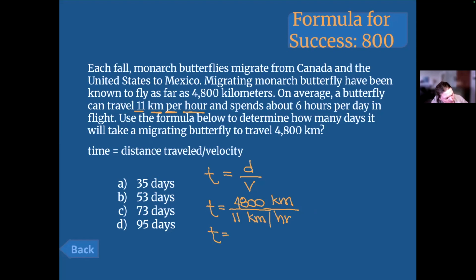That's 436.3636364. Okay, I'll just put ... Now, I had kilometers on the top and kilometers on the bottom, which means kilometers are going to cancel. And this 436 is the number of hours. I'm currently in hours. So even though I'm right, I'm not done yet because they didn't ask me how many hours it's going to take, right? We were supposed to find out what? The days. The number of days it's going to take this migrating butterfly to travel this.